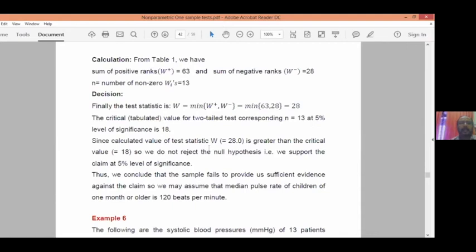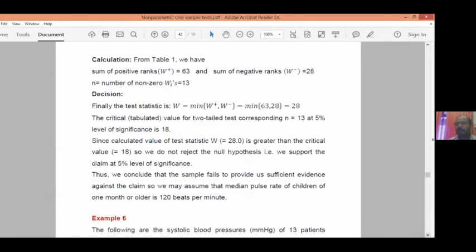Since the calculated value is greater than the critical value, we do not reject the null hypothesis. That is, we support the claim at the 5% level of significance. Thus, we conclude that the sample fails to provide sufficient evidence against the claim, so we may assume the median pulse rate of children of 1 month or older is 120 beats per minute.